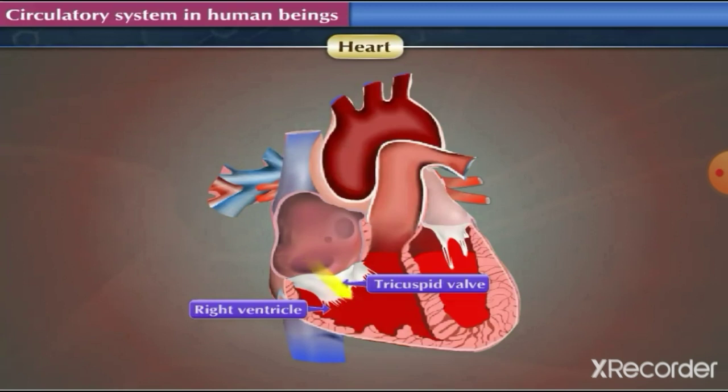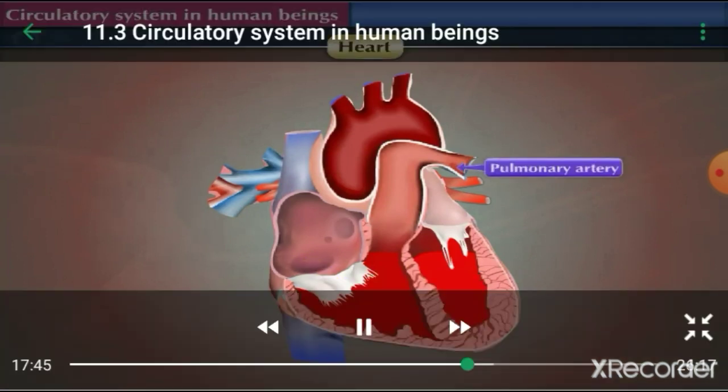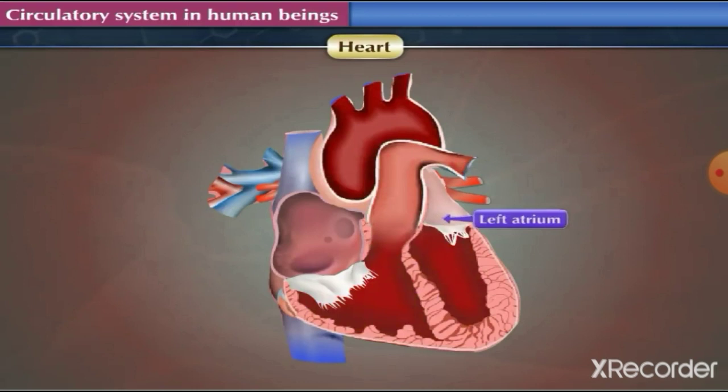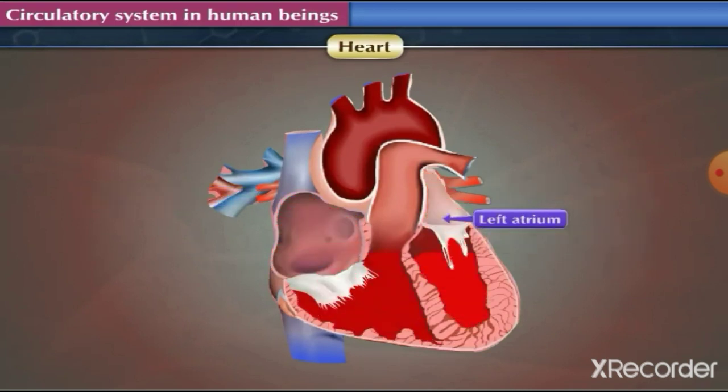From the upper part of the right ventricle, the pulmonary artery arises. This pulmonary artery carries deoxygenated blood to the lungs. The left atrium has 4 openings of pulmonary veins. The oxygenated blood from the lungs is brought into the left atrium through the pulmonary veins. This oxygenated blood is pumped into the left ventricle from the left atrium.